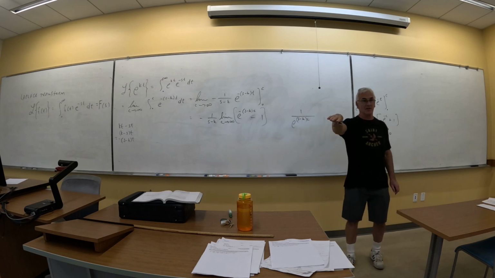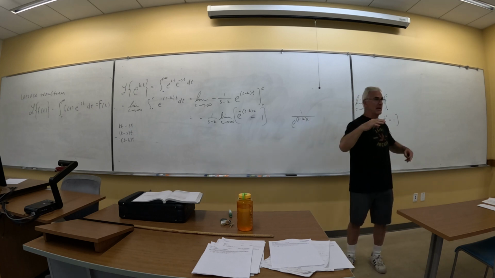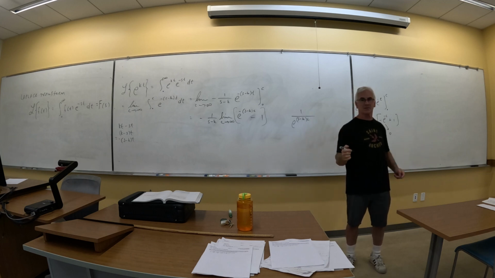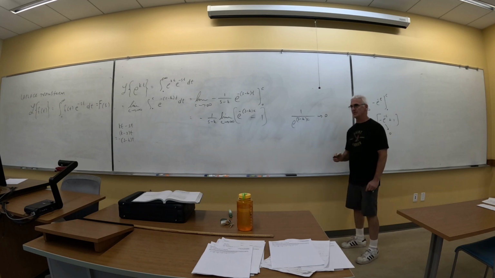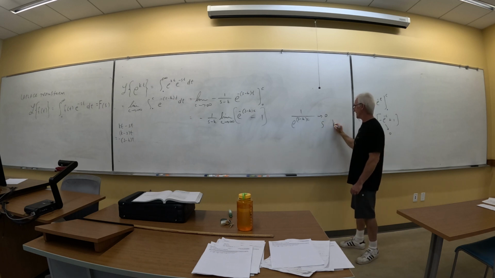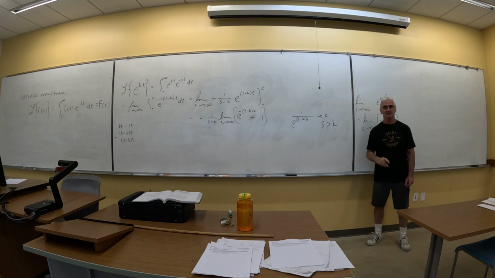K is a constant that's given. K is the number 3. You're not worried about k. I need this to go to 0. When will this go to 0? Only if s is greater than k. So we have to add these.